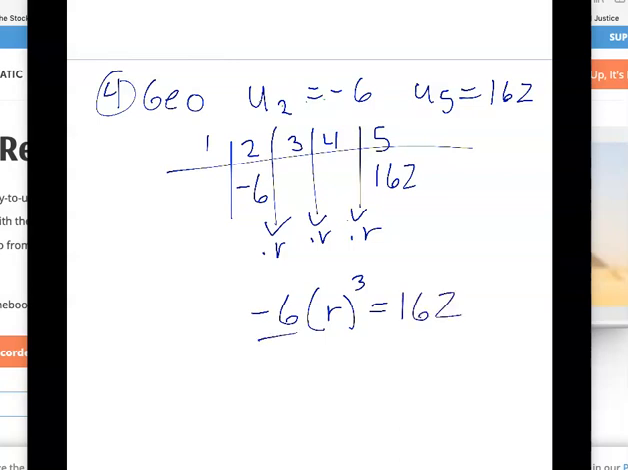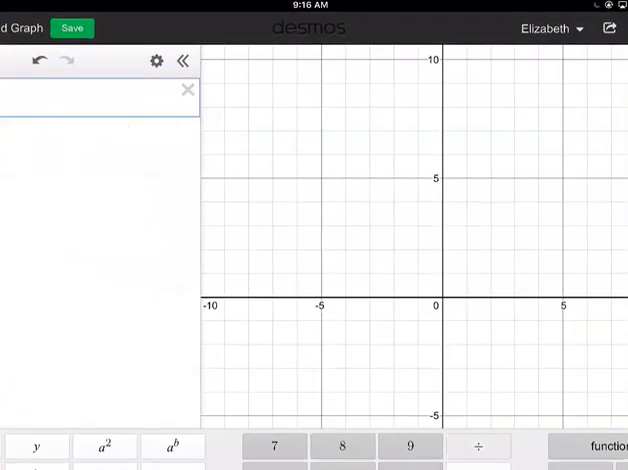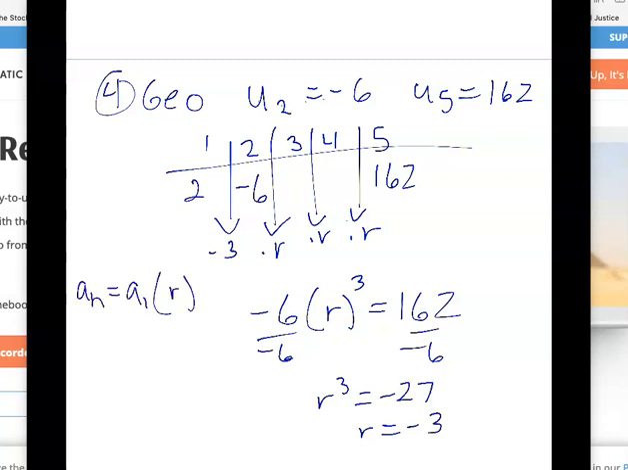Well, let's solve for r. Divide by negative 6. So we have negative 27. So r cubed equals negative 27. So what number cubed gives you negative 27? R would be negative 3. So if r is negative 3, we know something times negative 3 gives us negative 6, so that would be 2. So we have our formula, because we know it's our first term times our ratio to the n minus 1. So a sub n equals 2 times negative 3 to the n minus 1.